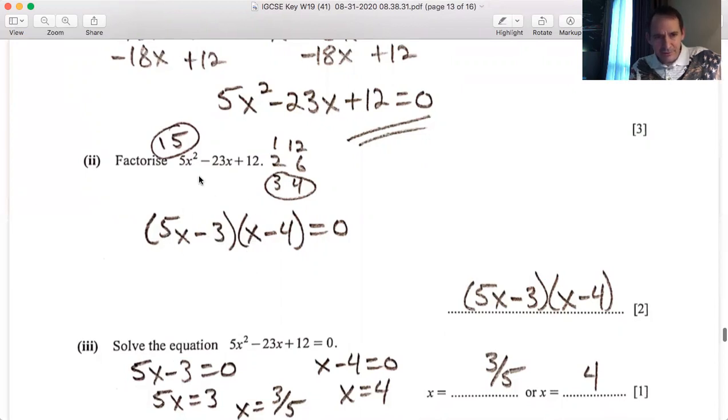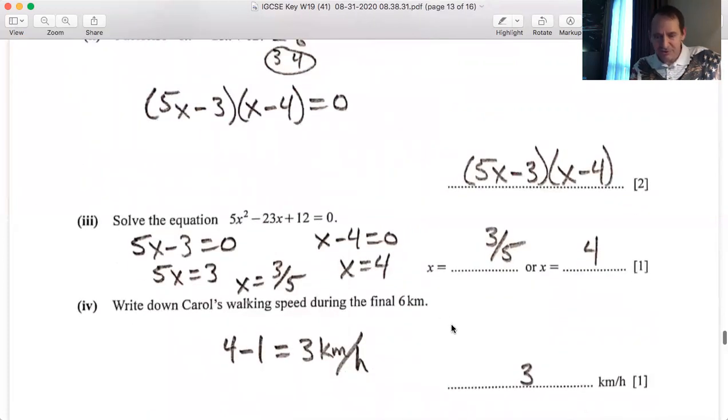So that gives us 5x squared. Here's a positive 12, a negative 20, and a minus 3 is minus 23x. So here are the factors to factorize it. We don't need the equal 0, we're just factoring it. Then it asks us to solve it. So you set each one equal to 0. We get x equals 3/5 and x equals 4.